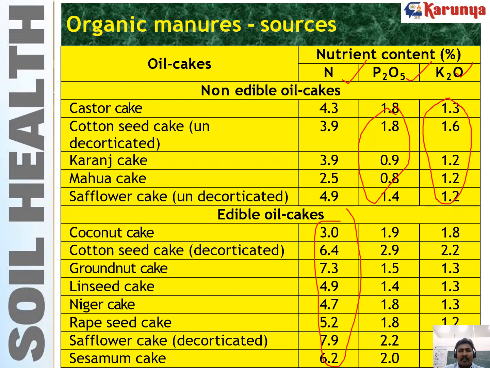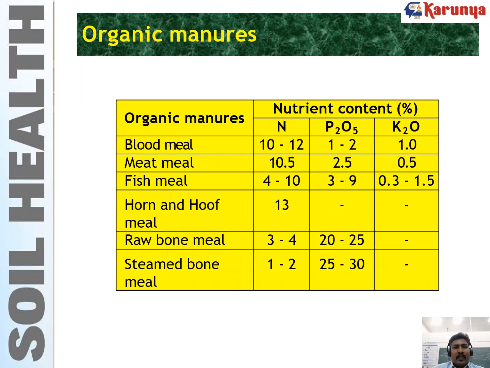So this is the biggest advantage of organic manure over inorganic manure. And among other concentrated organic manures, you can see blood meal contains the highest amount of nitrogen, that is 10 to 12 percentage. Likewise, meat meal, followed by meat meal 10.5, and the fish meal, based on the species of fish, the nitrogen content will vary from 4 to 10.